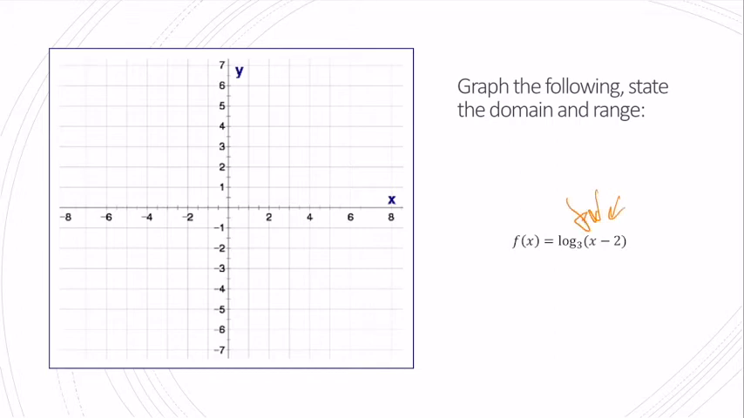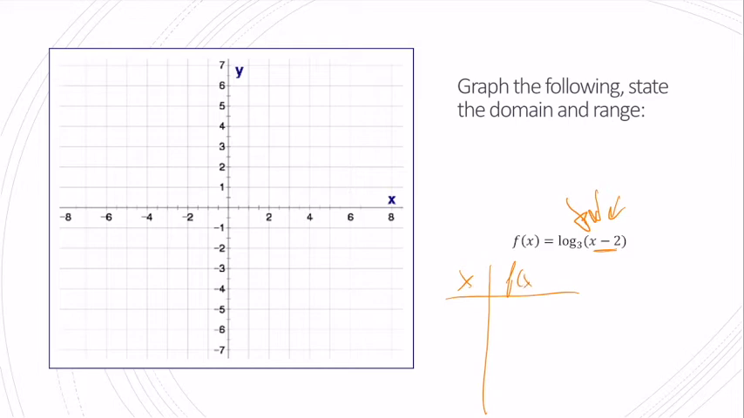What do we remember about when we're graphing functions? Well, if I've got something inside the parentheses, it's going to shift my graph either to the left or to the right. In this case, it's negative, so it's actually going to shift my graph to the right.